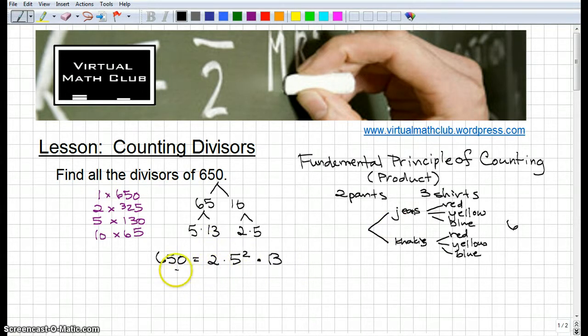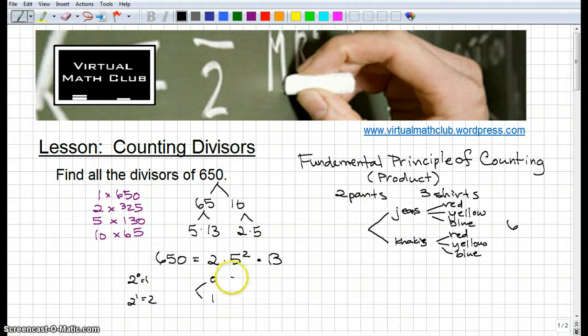A divisor of 650 can either have no 2s, 0 2s, or it can have, I'll write the options down here. We can have 0 2s, or we can have 1 2. Okay, those are our choices for the power of 2. So 2 to the 0 is just 1. That just means that it doesn't have any factor of 2. And 2 to the 1 is 2. That just means we have 1 2.